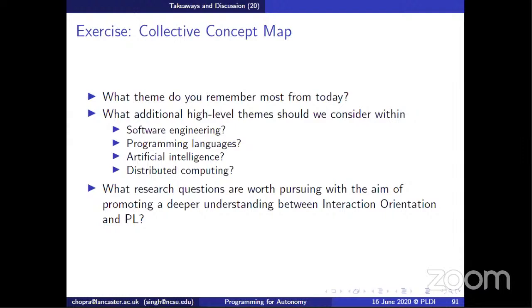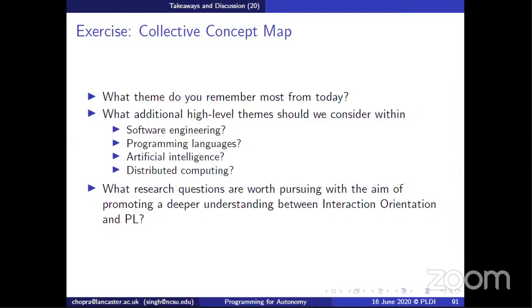What theme do you remember most from today? What additional high-level themes should we consider within software engineering, programming? This talk has been a lot about architecture, in fact. So it relates to software engineering. It relates to programming languages because it talks about specifying interactions. Of course, it relates to AI because we've been talking about multi-agent systems and distributed computing as well. So if there are other themes that you think would be relevant that we haven't considered, that'd be good to know.